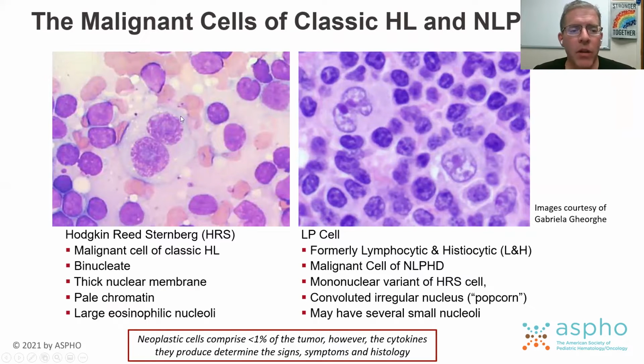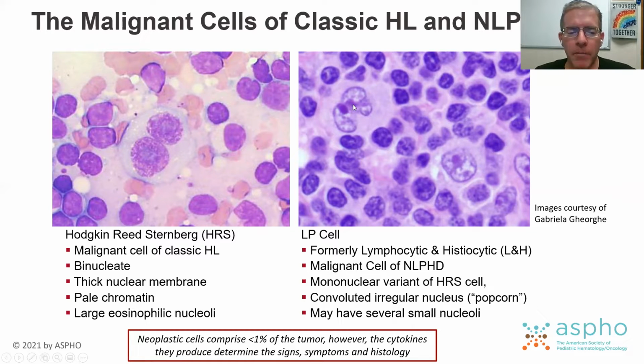These are the malignant cells of classic Hodgkin lymphoma. This is the Hodgkin-Reed-Sternberg cell. You can see it's the typical owl's eye. It's binucleate, has a thick nuclear membrane with pale chromatin and large eosinophilic nucleoli. In contrast, in nodular lymphocyte predominant Hodgkin lymphoma, this is sort of a mononuclear variant of the Reed-Sternberg cell. And you can see this convoluted and irregular nucleus that looks a little bit like popcorn, and they may also have several nucleoli.